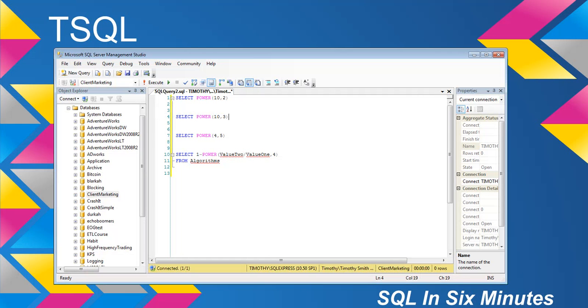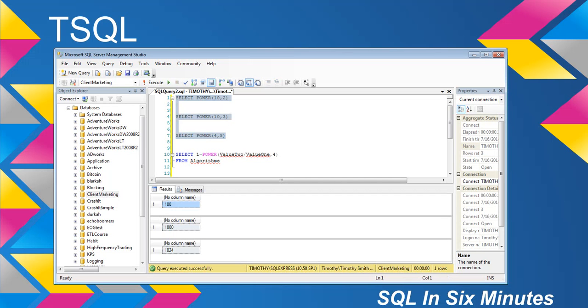Everybody knows that 10 squared is 100. The power operator is POWER, and then in parentheses we pass in the number that we're going to power, and then to what power. So 10 squared is 100. 10 cubed is 1,000, right? So this is cubed, and then this is 4 to the power of 5. So let's go ahead and look at these, and we'll see that, of course, 10 squared is 100, 10 cubed is 1,000, and then 4 to the power of 5 equals 1,024.